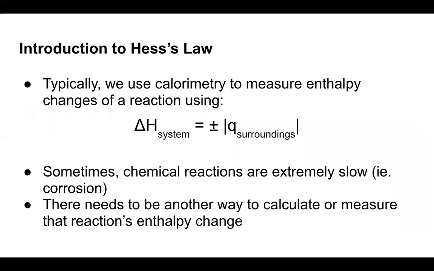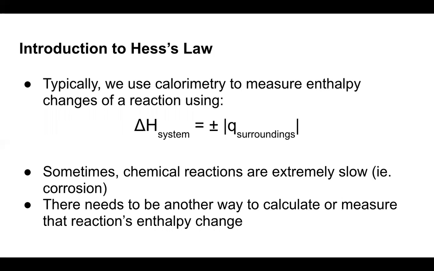Okay, so typically what we've been looking at is measuring enthalpy changes of different reactions using calorimetry, right? So, for example, in our calorimetry lab, that's what we did. We measured the enthalpy change of a specific reaction that occurred in water by measuring the heat of the water. And so we use that equation that's on the screen right now. The delta H of a system is equal to plus or minus the heat of its surroundings.